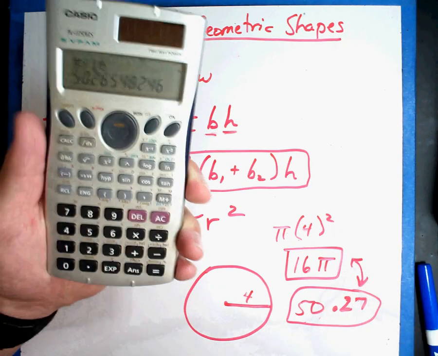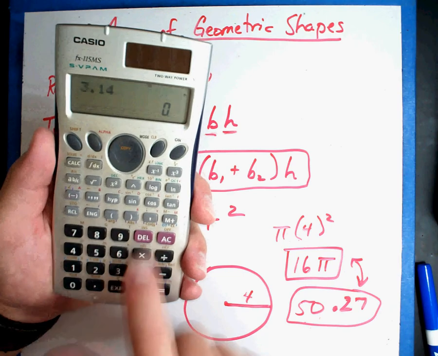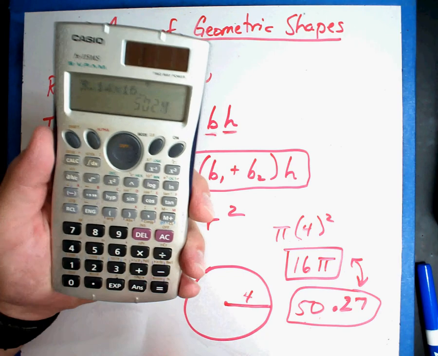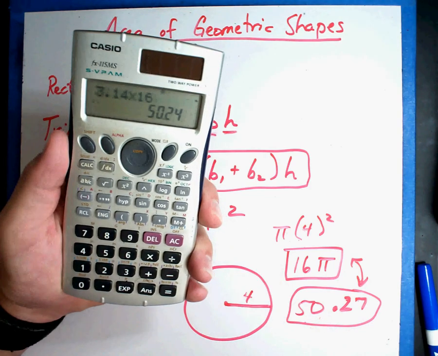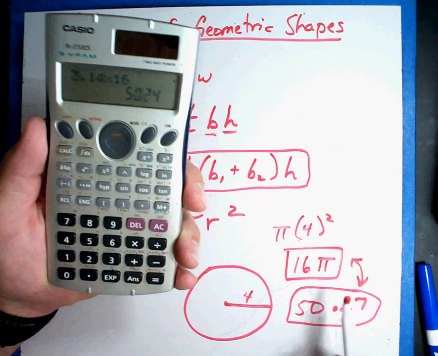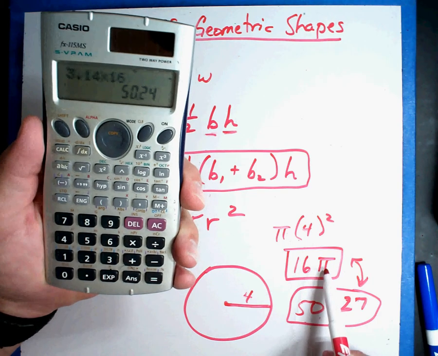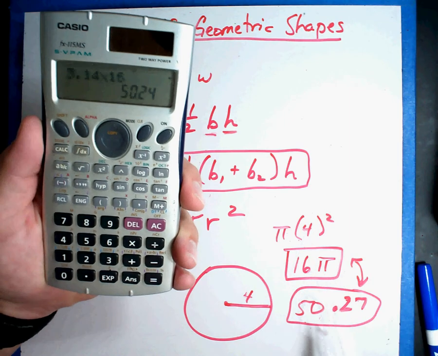How did I do that again? Well, some of you know that pi is 3.14 times 16. I'm going to get an answer like 50.27, 50.24. Just find the closest answer. So either one of these answers works. Sometimes you'll see the answers with pi, and they just use the symbol. So it was 16 times pi, or sometimes they want a decimal number.